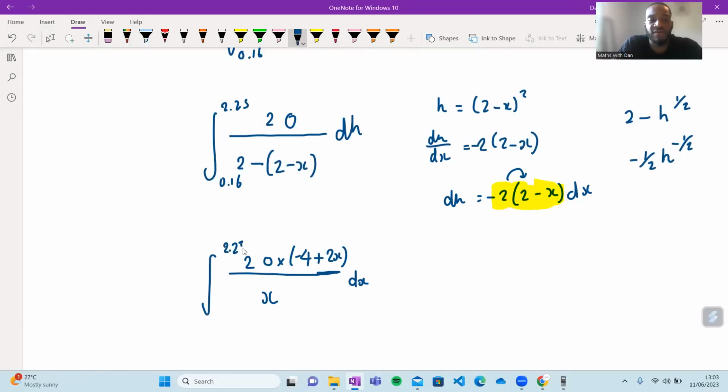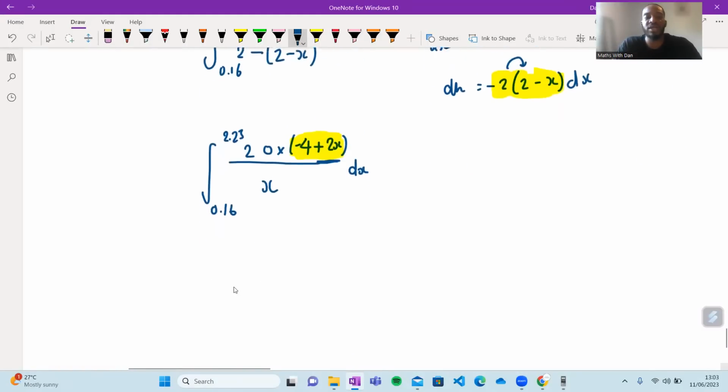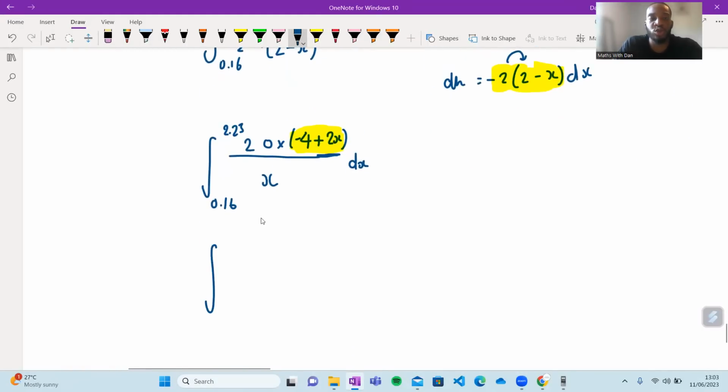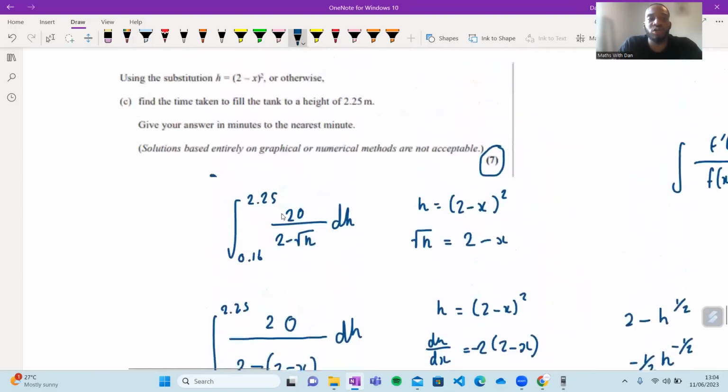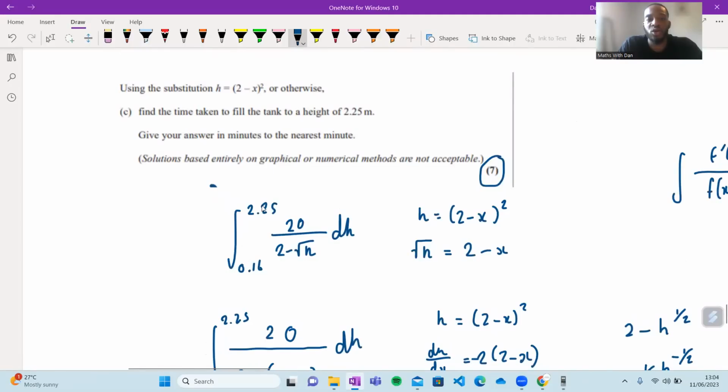And that's 2.25 over 0.16. So all I've done, these two things in yellow are the exact same thing. I've just simplified it a bit more to make things easier. Now, let's tidy up a bit more and then change the limits of integration. We've got minus 18. When we expand that, then we're going to have a plus 40x all over x, and then this is the dx. Now remember, we need to change these limits of integration. The original integral was all in terms of h, wasn't it? So we need to change these limits into x.